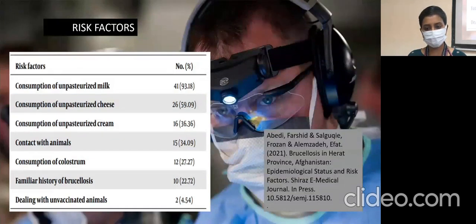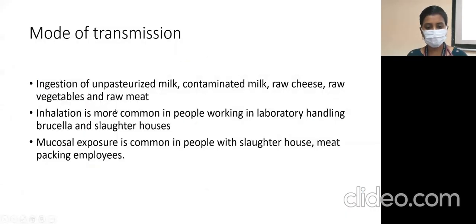Coming to the risk factors for infection in human beings: consumption of unpasteurized milk or unpasteurized cheese, contact with animals, consumption of colostrum, and dealing with unvaccinated animals, which is common in the Mediterranean region. Family history of brucellosis is very rare. The most common is consumption of unpasteurized milk and cheese. The modes of transmission are 3: ingestion of unpasteurized or contaminated milk and raw cheese; inhalation, more common in people working in laboratories handling brucella and in slaughterhouses; and mucosal exposure, also common in slaughterhouse and meat packing employees.